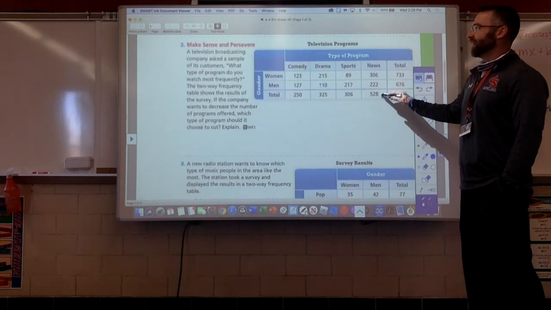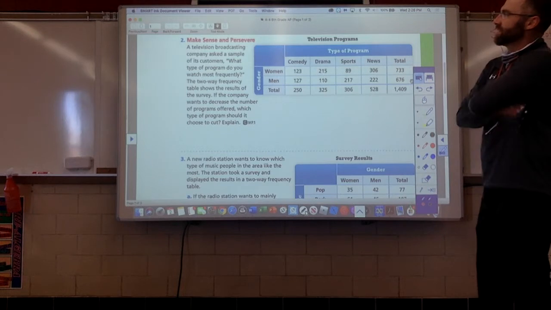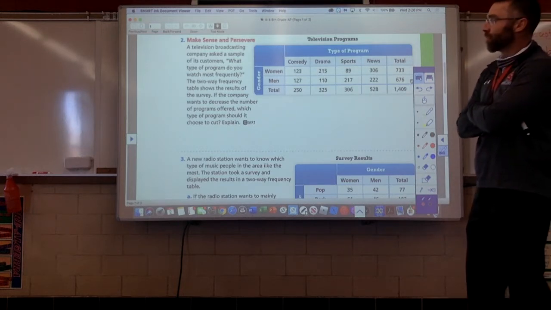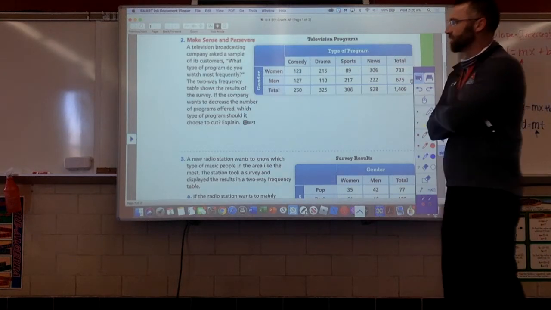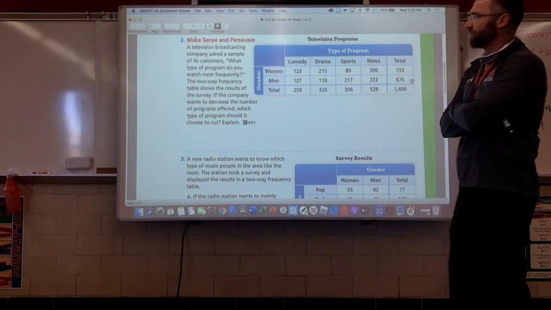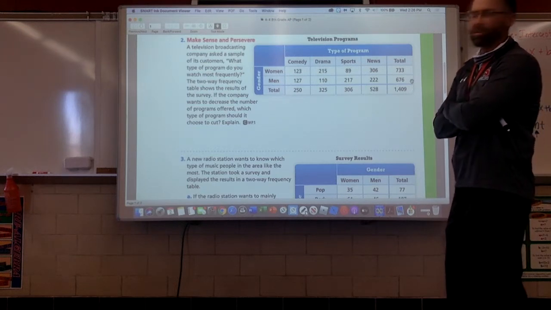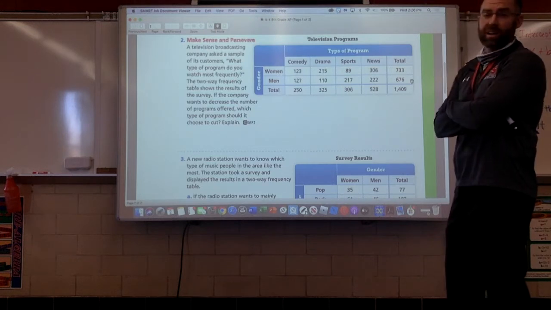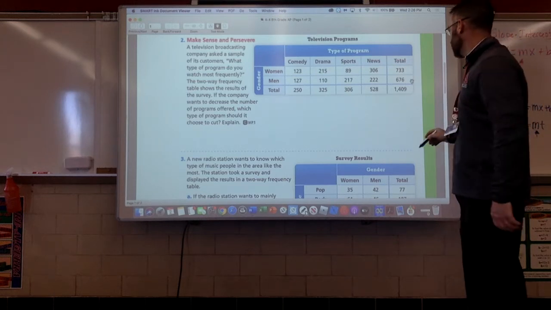A television broadcasting company asked a sample of its customers, what type of program do you watch most frequently? The two-way frequency table shows the results of the survey. If the company wants to decrease the number of programs offered, which type of program should it choose to cut? Well, the one it should cut is the one that is watched the least often. So which type is watched the least often?